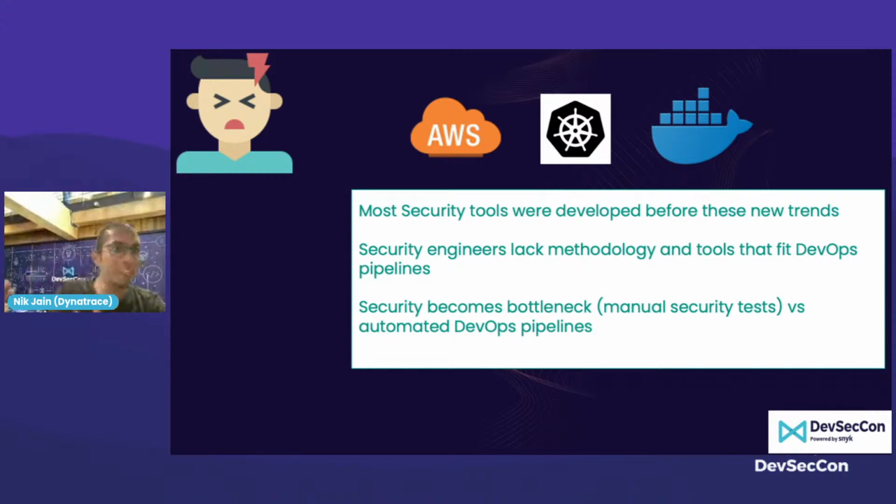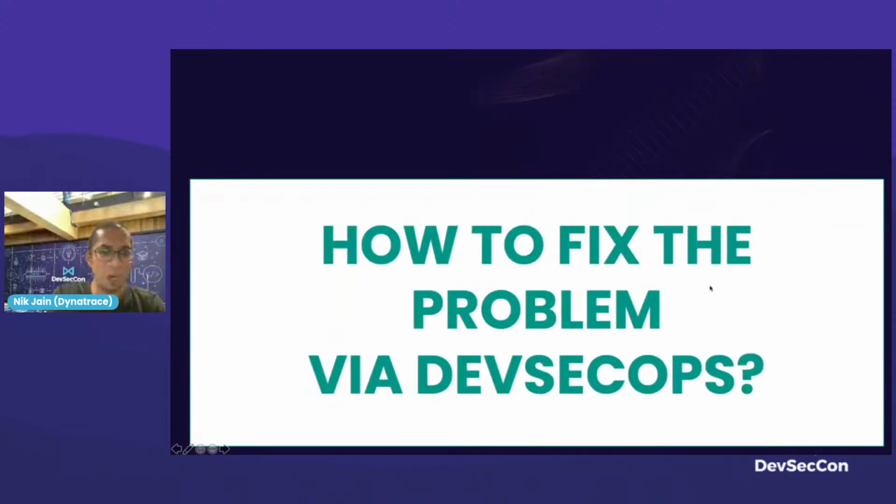Now, the other issue is that security engineers lack methodology. And we've already talked about the tools that don't automatically fit the DevOps pipeline, which means security teams that should be looked upon as enablers become a bottleneck because of the manual security tests in a world where we're trying to automate everything. So how do we change this? And I say this is where we enter DevSecOps.